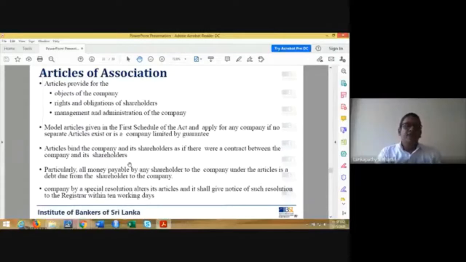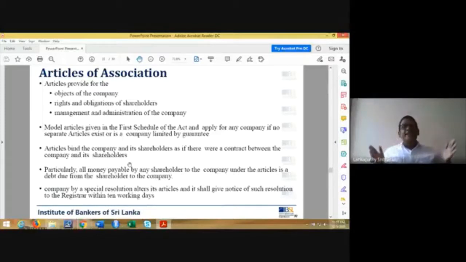The third one is particularly that all money payable by the shareholders to the company under the articles is a debt due from the shareholder to the company. Understand? The fourth one, the company by a special resolution can alter its article and it shall give notice of such resolution to the registrar within 10 days.